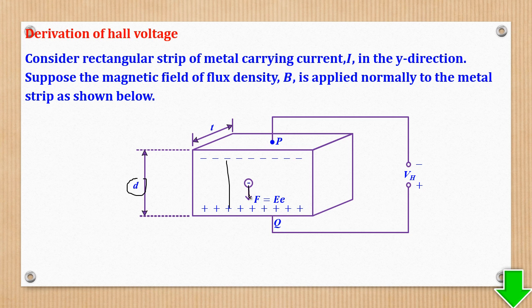The force is acting downward because, remember, an electron is negatively charged, meaning it will be attracted towards the positive charge. I think you remember that in the laws of electrostatics, unlike charges attract while like charges repel. So this electron will be repelled by the negative charge, but attracted by the positive charge. That force will be given by the electric field intensity times the electronic charge. It is only one electron.